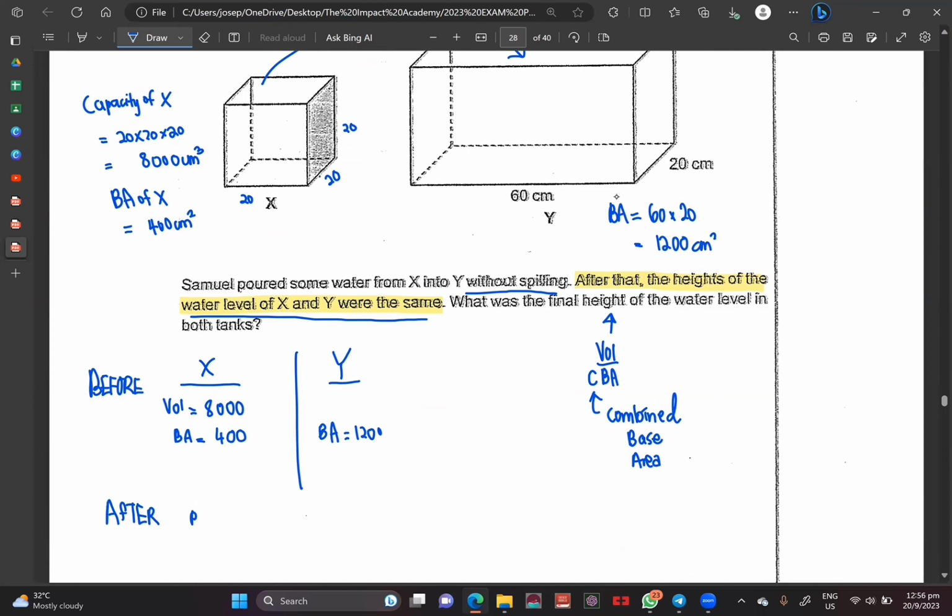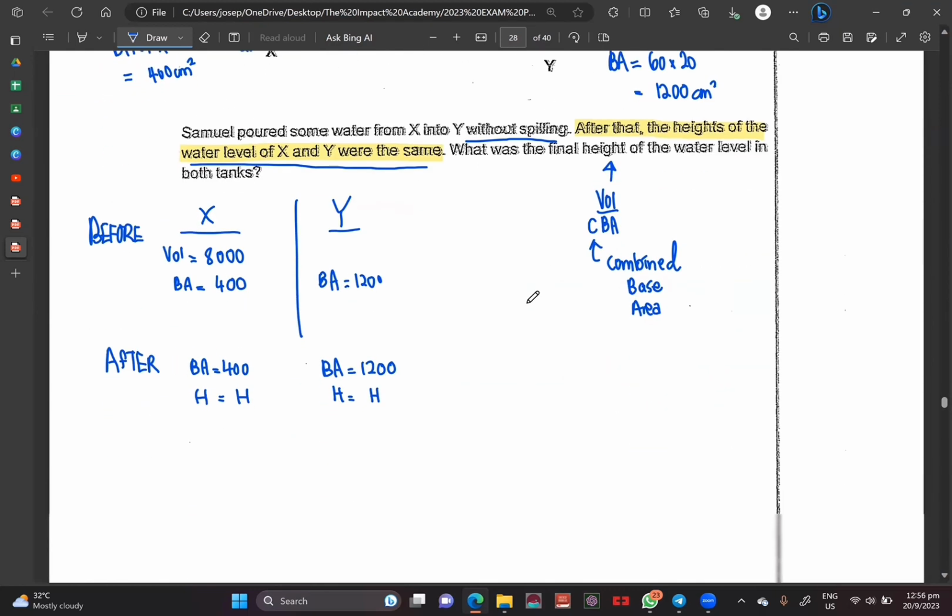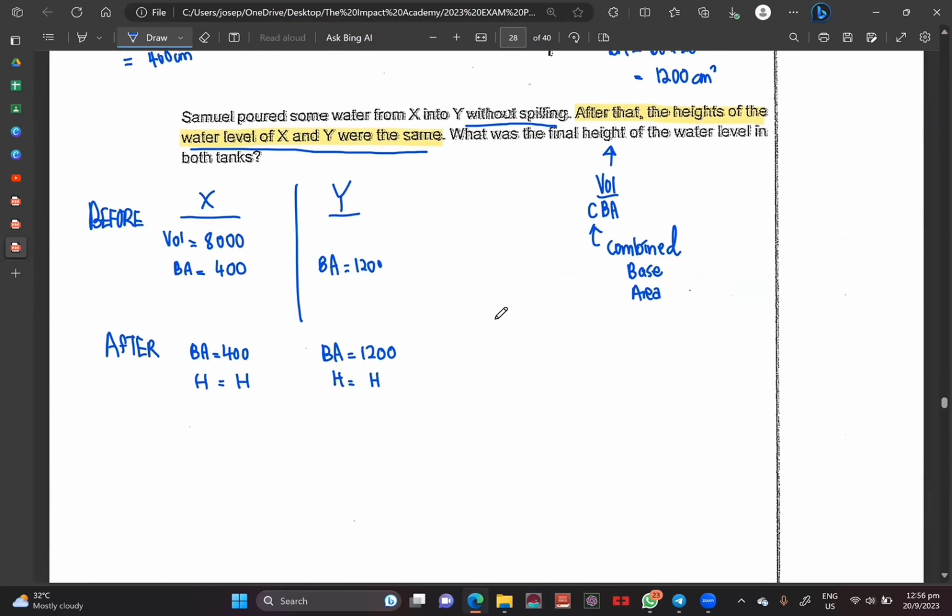So what happens is that the base area doesn't change. You must understand that the base area never changes. All right, so the base area of this will still be 1,200. The good news is that the height is the same. So if the height is the same, we are just going to call it H, to show that height is the same. Or, well, some of you prefer to call it 1 unit. I think that works as well.